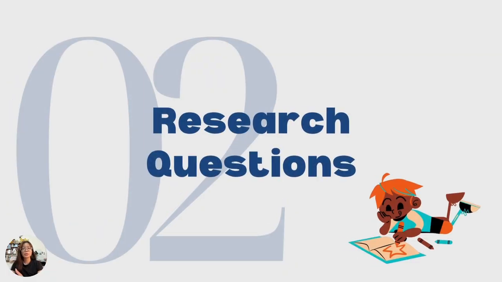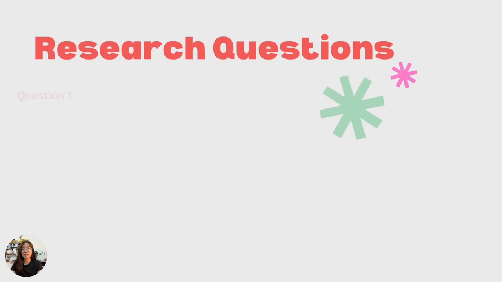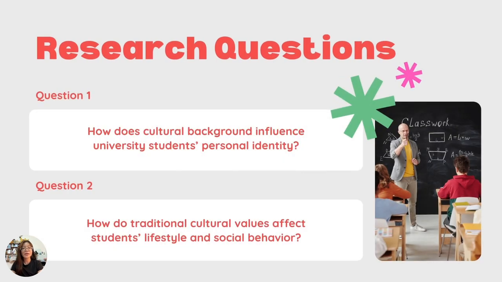Next, we move on to the research questions. To guide our survey, we focus on two main research questions. The first question is how the cultural background influences university students' personal identity. And the second question is how traditional cultural values affect students' lifestyle and social behavior.